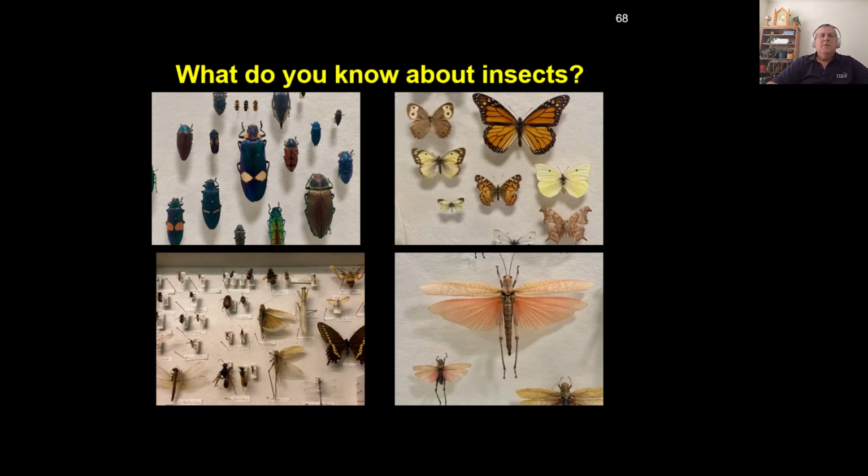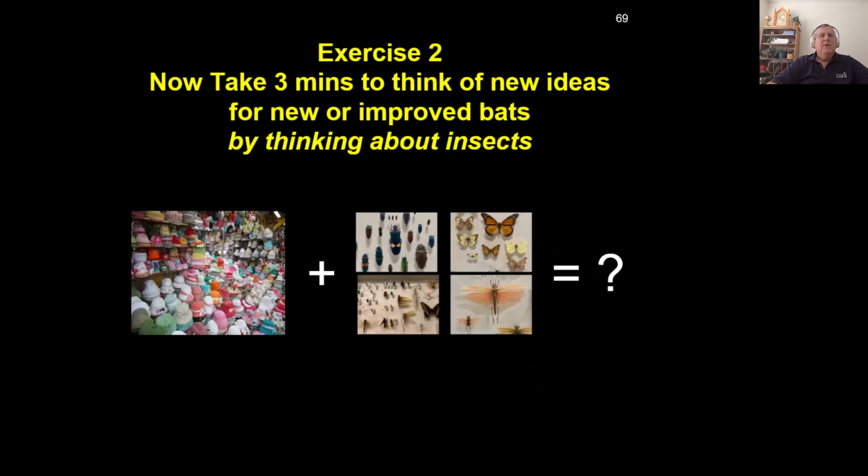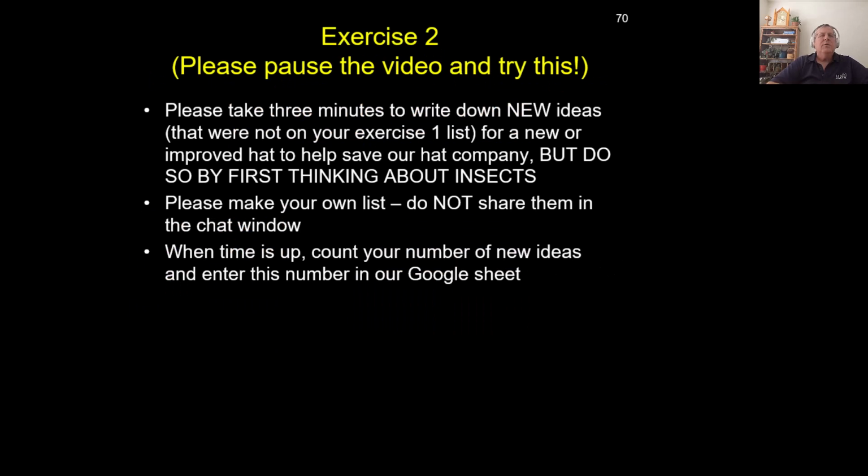And then we're going to try this with the A plus B equals C idea, where A is going to be that hat problem I gave you earlier. But now, instead of just asking you to brainstorm outright, I'm going to ask you to think about insects for about 3 minutes and generate new ideas. So again, if you have the time and luxury to be able to pause it back at exercise 1 and do it, then go ahead and do exercise 2 as well. Pause the video, take 3 minutes.